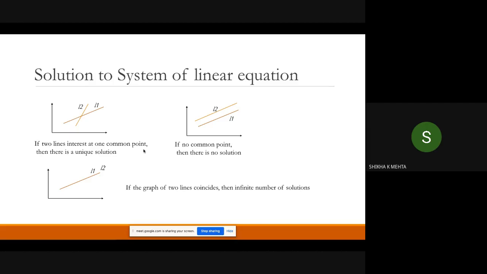I'm just revising all these things because you have already done them in the 12th class, or maybe in some other math subjects also. If there is no common point, then there is no solution. We can say parallel lines have no solution. We have a unique solution only when they intersect at one point. And if the graphs of two lines coincide, that means we have an infinite number of solutions, because both lines intersect each other at multiple points, since they coincide.